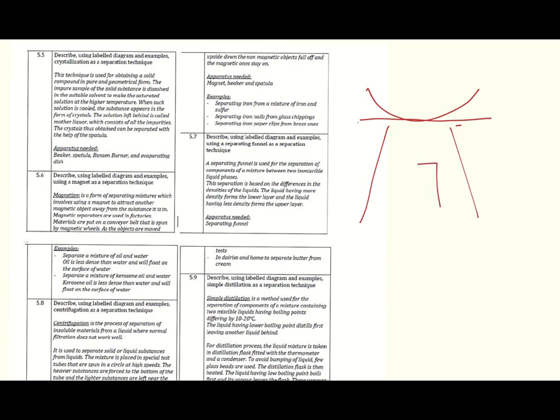We can use crystallization to separate impurities from a liquid. So you will get an evaporating basin, and you are going to carry out the evaporation process by heating the mixture. What will happen? As you are heating, the solvent, the water, is going to evaporate, and you will be left with a concentrated solution.